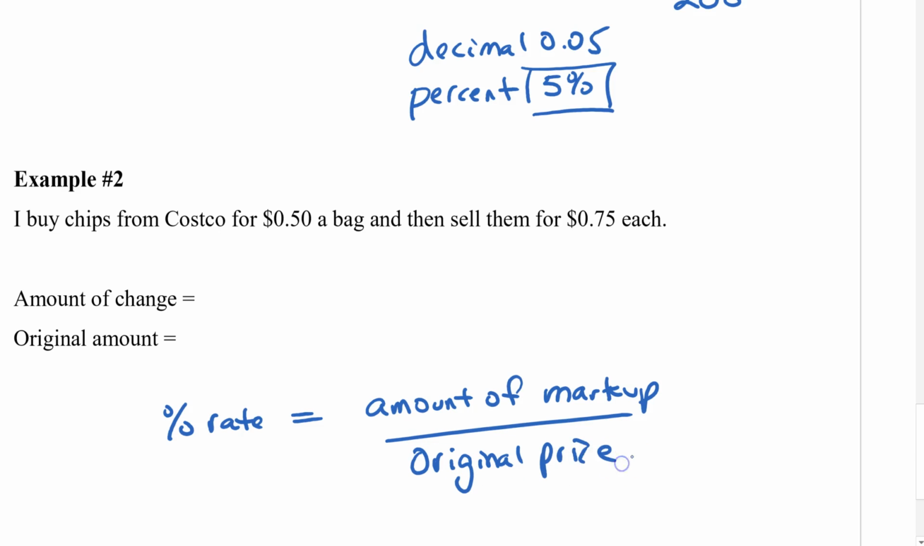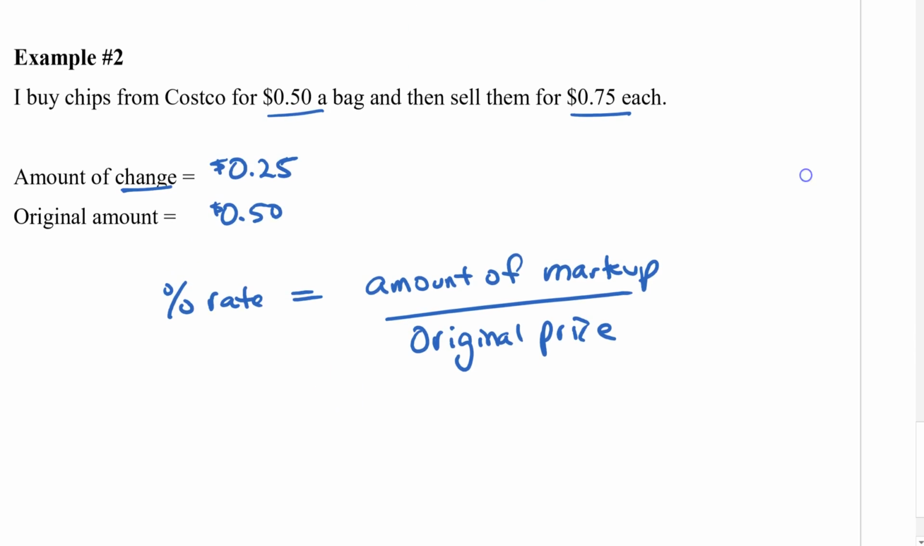So in this case, what was the amount of markup? Or another way of writing it, what was the amount of change? Well, if it went from 50 cents to 75 cents, I have to subtract the two, and so the answer would be 0.25 or 25 cents. What was the original amount? 0.50. So when I calculate this, I'm going to put in 0.25 in the numerator and 0.5 in the denominator. When I do that on my calculator, I get 0.5.